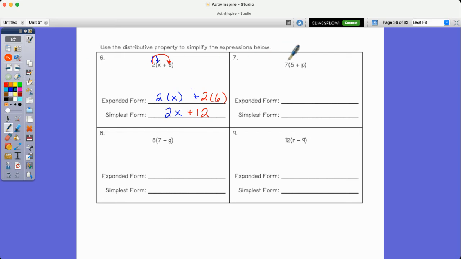Okay, how about let's do this one. 7 times 5 is my expanded form, plus 7 times p. And 7 times 5 is 35, plus 7p.